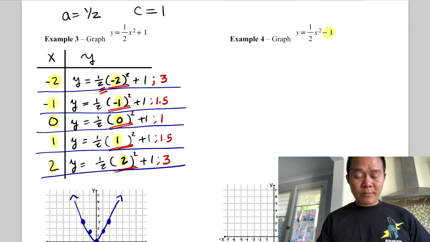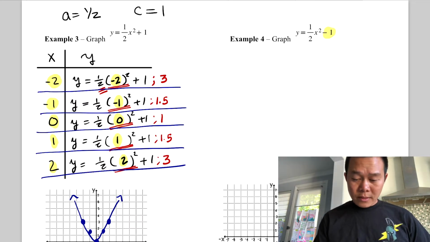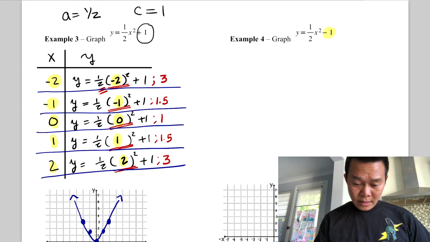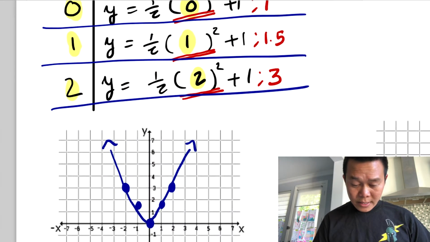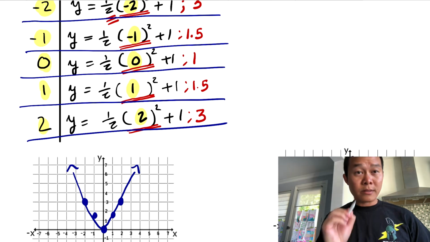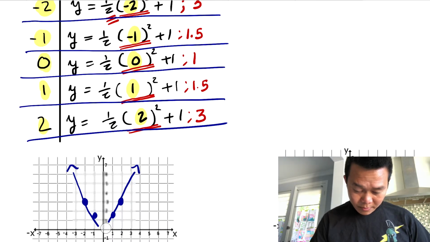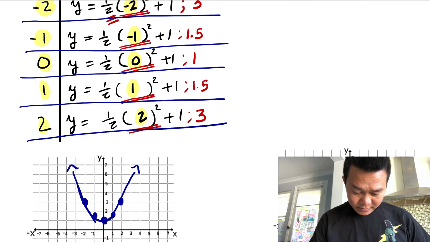Great. Let's take a look at example number 4. Now we're going to analyze example number 4 a little bit before we actually graph it. If you look carefully, the difference between 3 and 4 is the fact that 3 has a plus 1 and 4 has a minus 1. I got to take one step back actually, guys. I did not plot the 0, 1 correctly. So let's go back and replot 0, 1. 0, 1 should have been right here. Okay, so the graph looks like this.